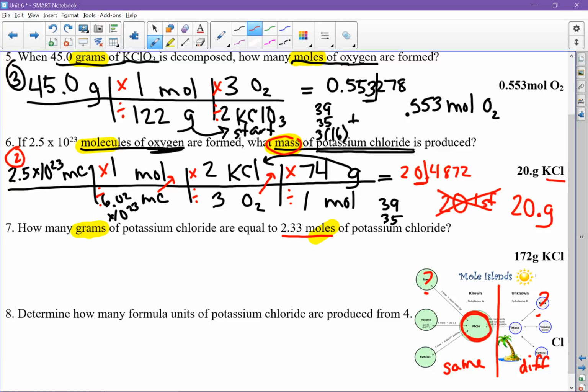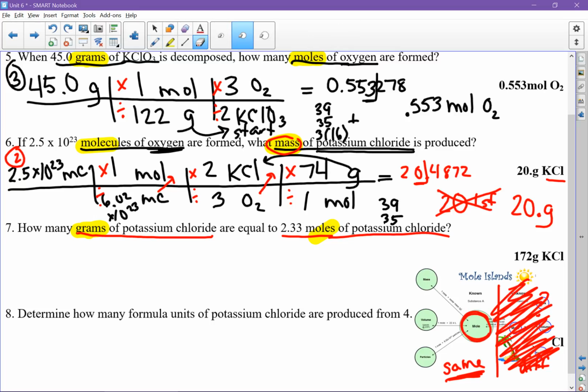So what's going to happen is we're going to look in the question. I see grams of potassium chloride and moles of potassium chloride. Those two are the same thing. That means I don't need anything on this side of Mole Island at all. What we can do is have a nice easy little fence. We're going to go to this mass. That only takes 1 step.